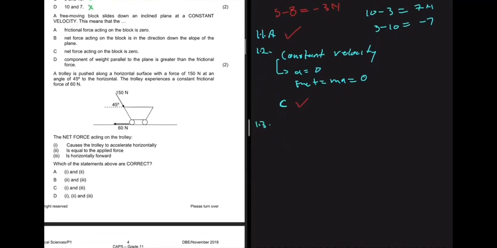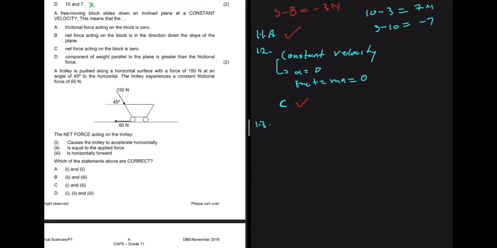1.3 says that a trolley is pushed along a horizontal surface with a force of 150 newtons at an angle of 45 degrees to the horizontal. The trolley experiences a constant frictional force of 60 newtons. And then our diagram clearly demonstrates that. And then we have a few options there, 1, 2, 3, before the multiple choice itself.